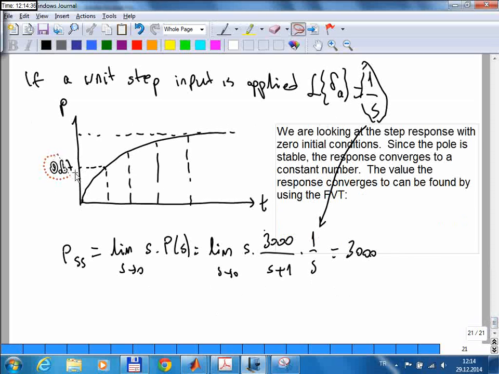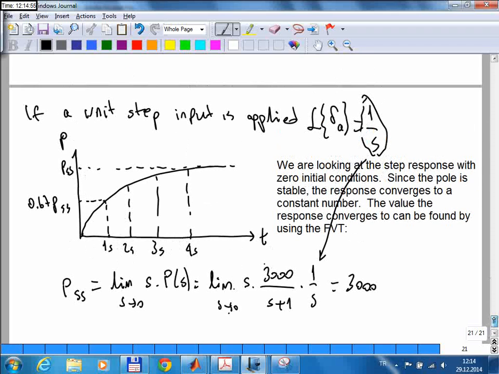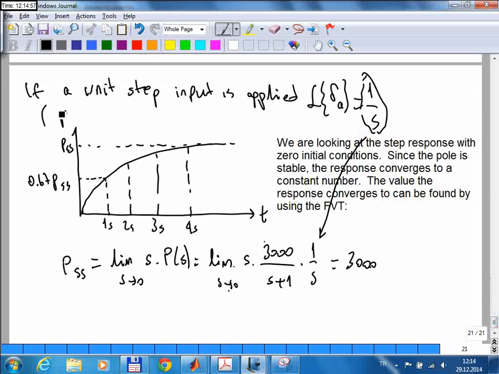0.67 times PSS. This is PSS. So this should be one time constant, but the time constant was 1 second. So it should be 1 second here, 2 seconds, 3 seconds, 4 seconds. Okay? Good. Now, the response for the P variable, which is the roll rate, is given by that curve.